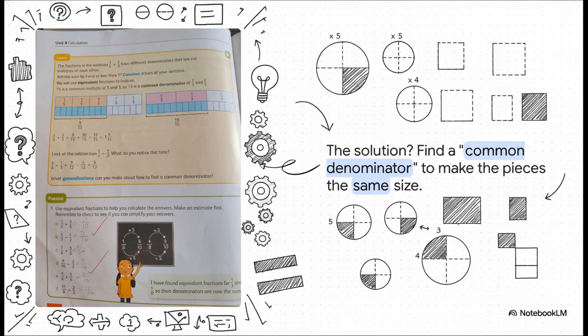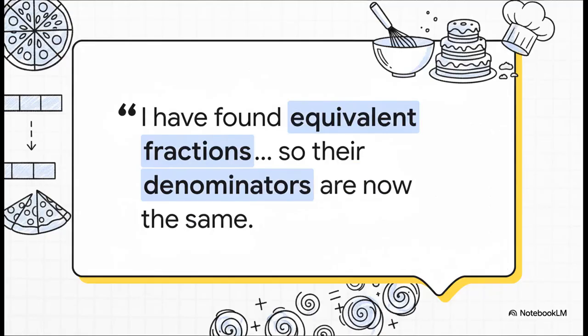So what's the fix? Well, you find a way to reslice the pieces so they're all the same size. And that's what we call finding a common denominator. In this case, we can turn both fifths and thirds into 15ths. And just like that, all the pieces are the same size, and adding them up is a piece of cake. What you're doing is creating what we call equivalent fractions. Just like the textbook says here, once you've got those denominators to be the same, really the hard part is over. You're ready to go.